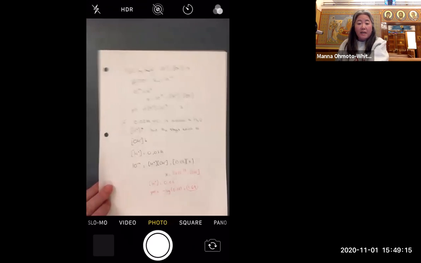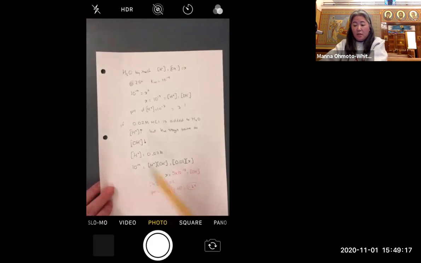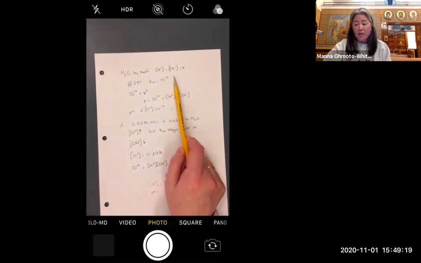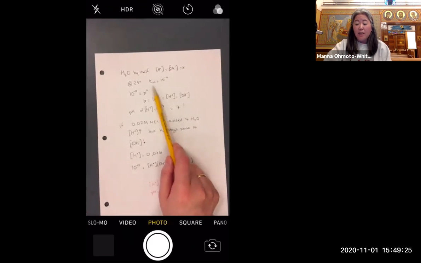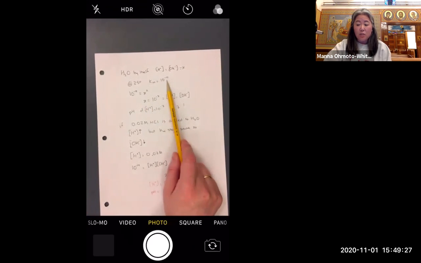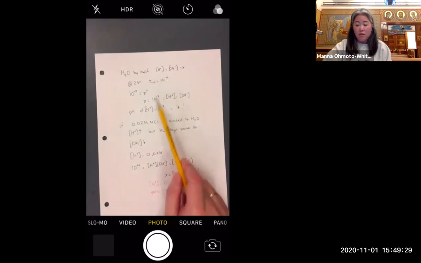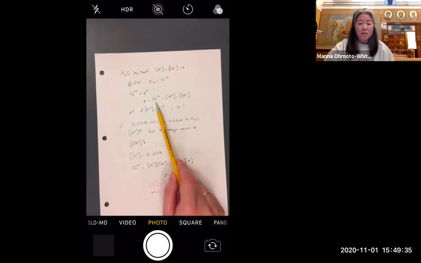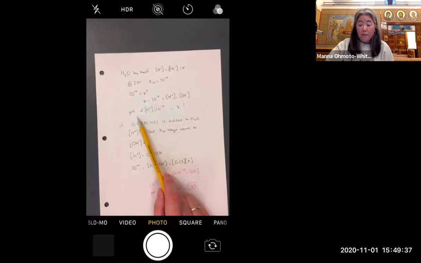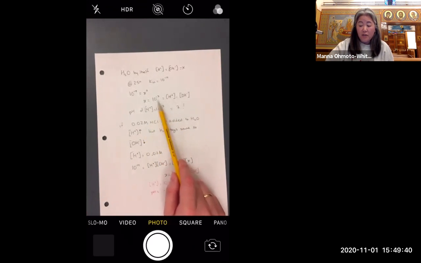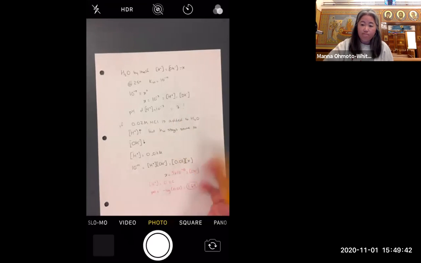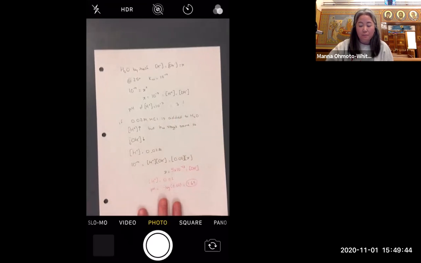So water by itself, when it dissociates, is going to create equal concentrations of hydrogen ions and hydroxide ions. So there'll be X. So the Kw at 25 degrees Celsius is equal to 10 to the negative 14th. So X, which is the hydrogen ion concentration and the hydroxide ion concentration, will be equal to 10 to the negative 7th. The pH, which is the negative log of this, is equal to 7. That's where that magic number comes from.